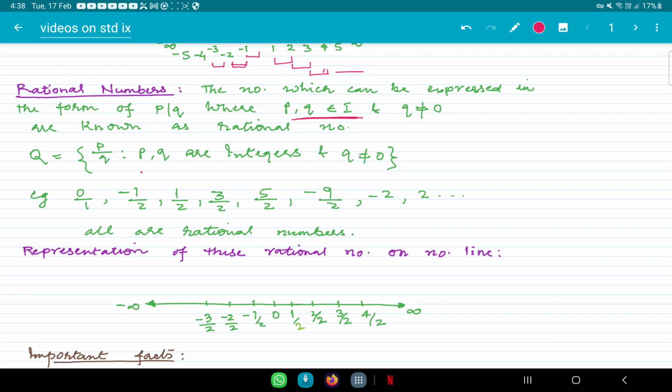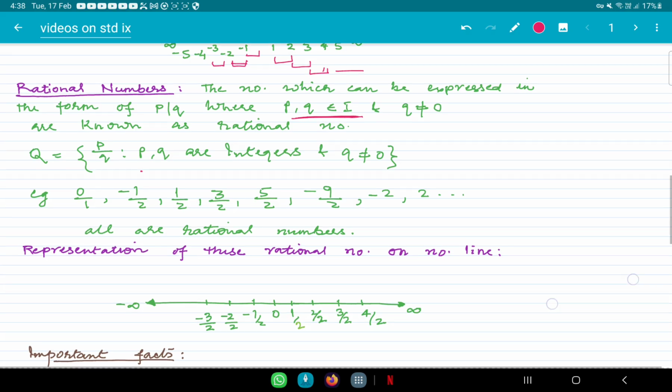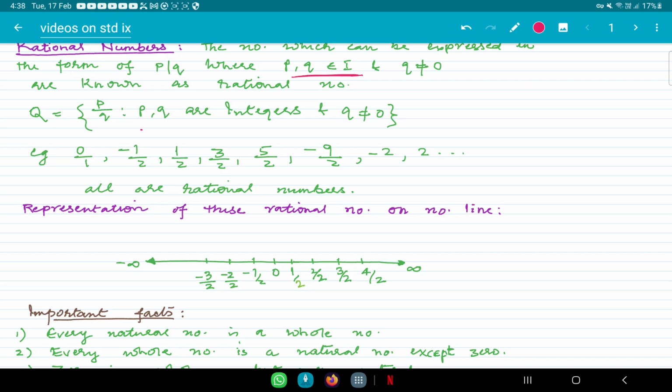So Q is equal to, it will be represented as Q = {p/q such that p and q are integers and q is not equal to 0}. An example of this can be 0/1. So we can write 0 as 0/1. Yes, no? Since we can write 0 as 0/1 and here q is not equal to 0, we will say that 0 is a rational number.